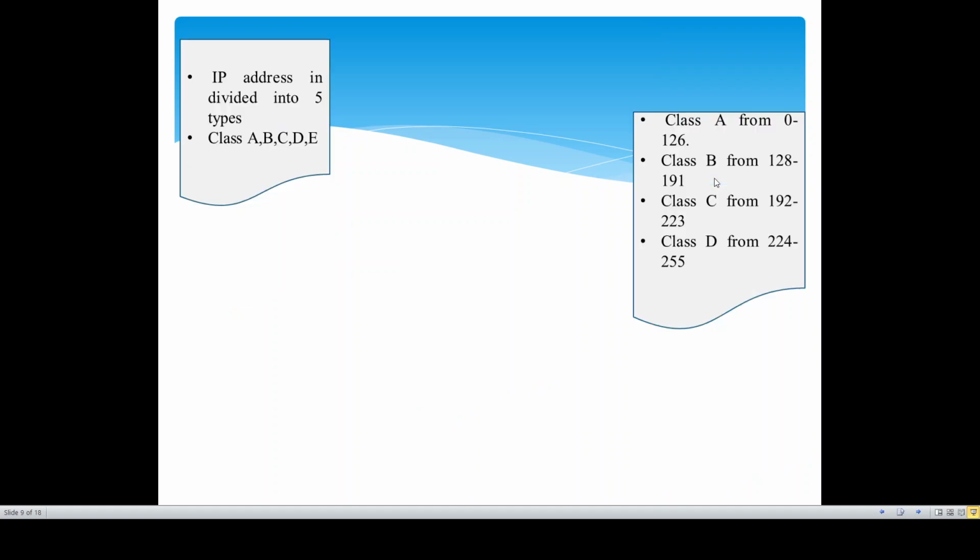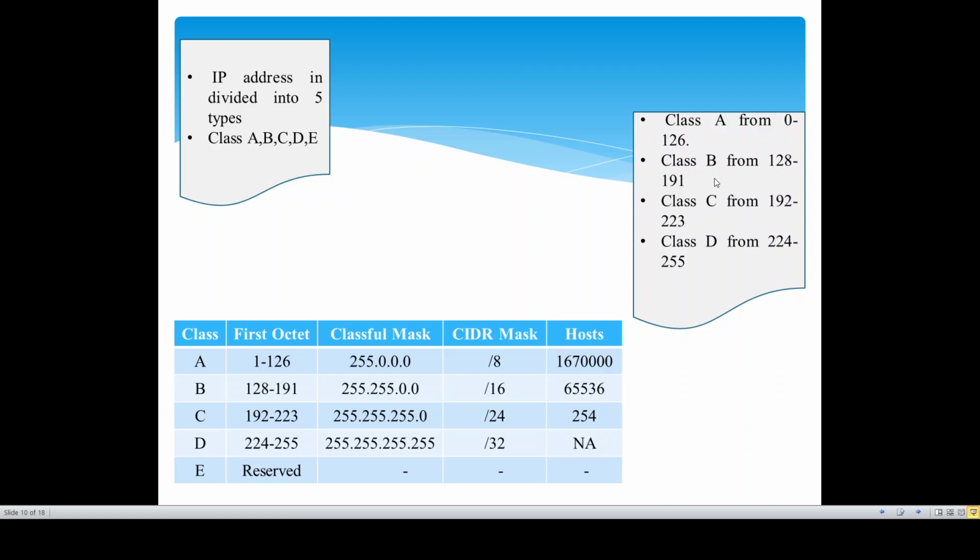Everyone knows there are 5 different classes of IPs: class A, B, C, D, E. Class A starts from 0 to 126. Class B IP starts from 128 to 191. Class C IP starts from 192 to 223. And class D starts from 224 to 255. This tabular column says the classful mask, CIDR value or mask, and the number of hosts for the IP address, for all 5. The first IP address class is class A.